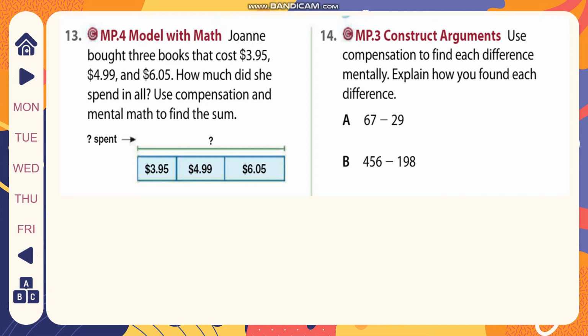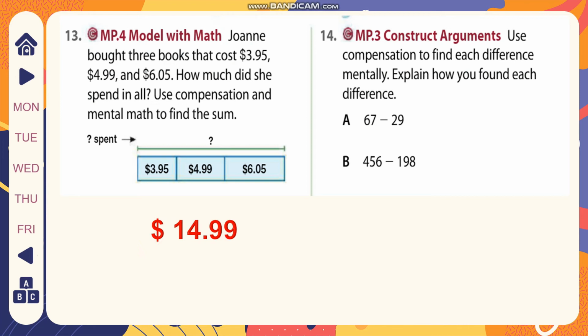Now, let's proceed to question number 13. Joanne bought three books that cost $3.95, $4.99, and $6.05. How much did she spend in all? The keyword is in all. It means we're going to add all. So 3.95 plus 4.99 plus 6.05.